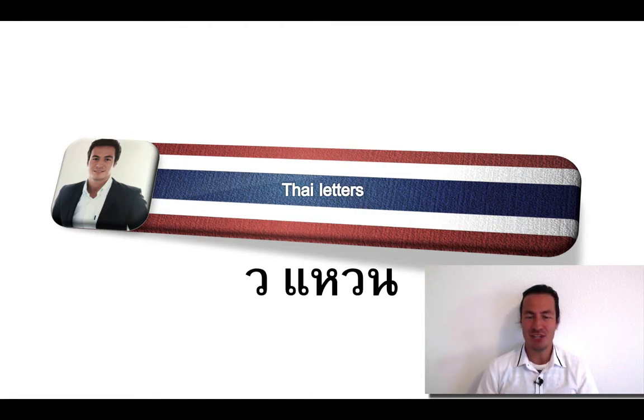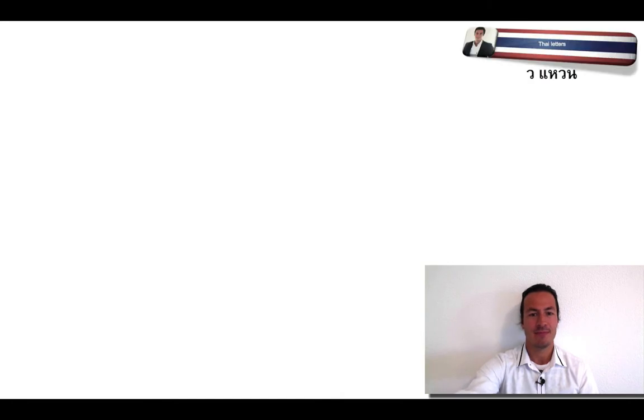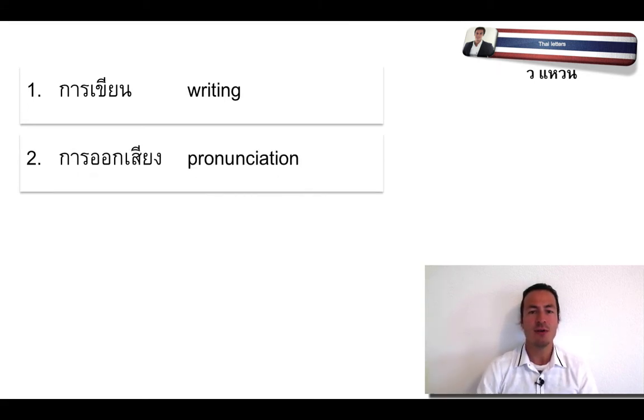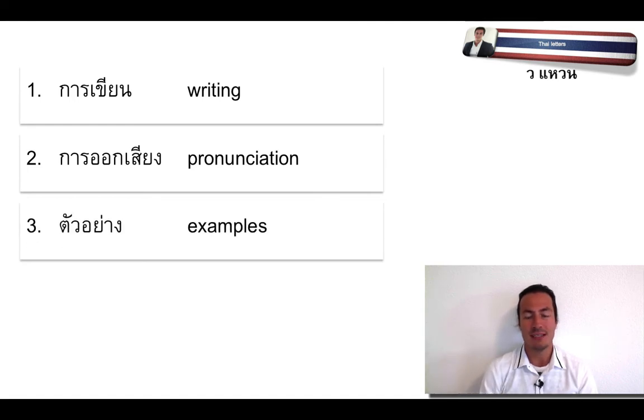Today we'll have the chance to learn the Wawan consonant in Thai. First of all, we will see how the writing for this consonant works. So, การเขียน. Secondly, we'll focus on pronunciation. So, การออกเสียง of this consonant. In the third part, you'll see examples, ตัวอย่าง, of this Thai consonant.